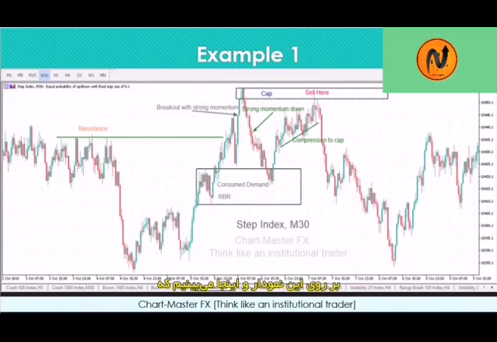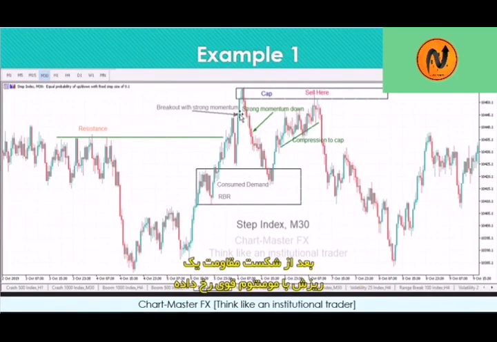We can see here that we have a major resistance of almost 1, 2, 3, 4 touches. What happens is that the price drops down. As the price dropped down, we see the price is now coming to the upside. As it comes to the upside, we have a rally here, and we have a base here, and we have a rally. The price reached the resistance line and broke it with strong momentum.